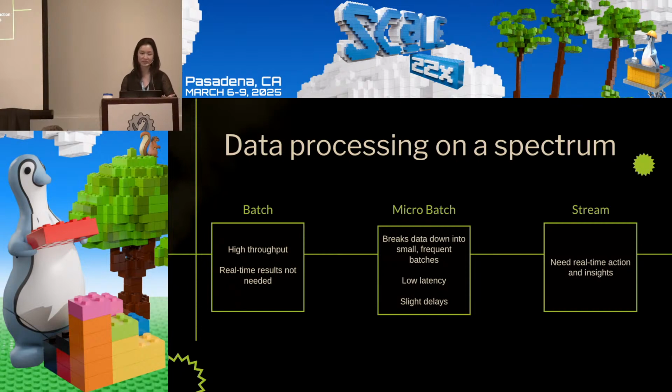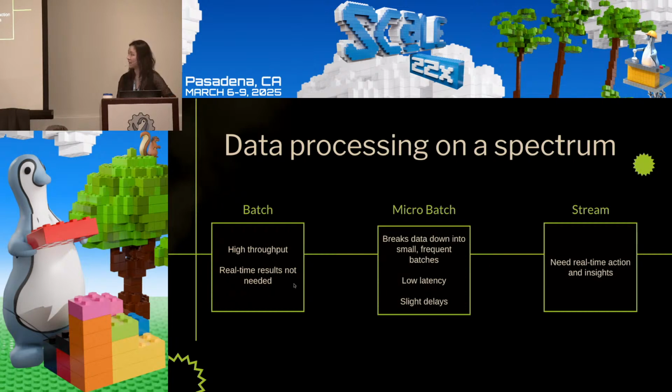So none of them are the correct way to process your data. It really depends on exactly what you're trying to achieve. If you need high throughput, like if you have a lot of data and you don't really need real-time insights, batch processing is perfect. If you want low latency but some delays are okay, then micro batch processing is perfectly fine. And if you just need whatever is the fastest possible, like I need this result right now based off of the freshest data, then you would want to choose stream processing.